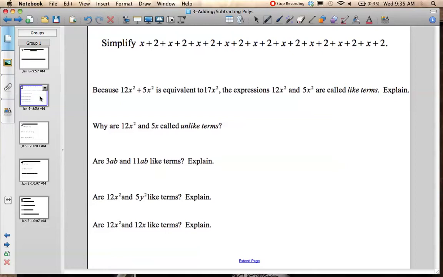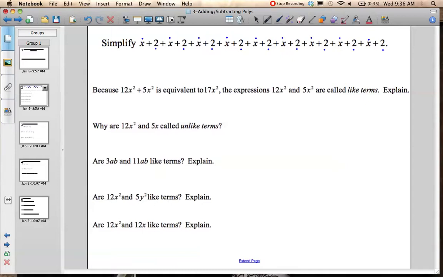Simplify. X plus 2 plus x plus 2 plus x plus 2 plus x plus 2. Oh yeah, you get the picture. So let's see. We're going to simplify that. So how many x's do we have together? Let's see, there's 1, 2, 3, 4, 5, 6, 7, 8, 9 of them. And also, how many 2's do we have? We have 9.